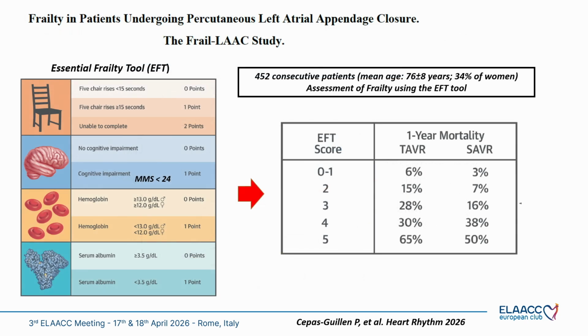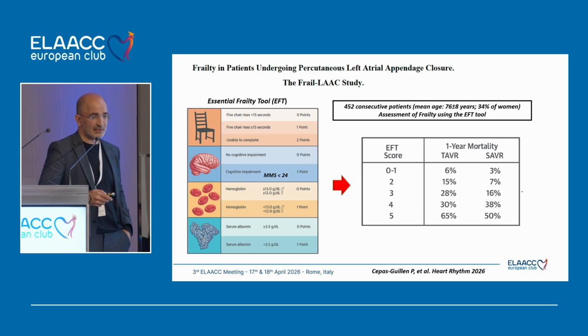The same group from Spain and Canada assessed a frailty score, the Essential Frailty Toolset, again within a multicenter registry with 452 consecutive patients. You see the mean age, 76 years old, and a third were women.